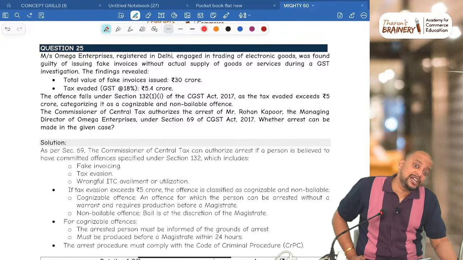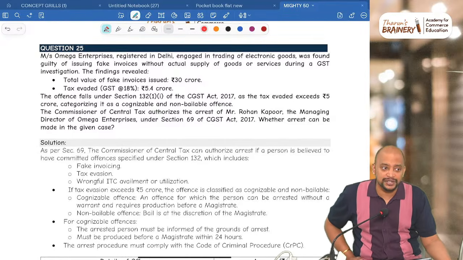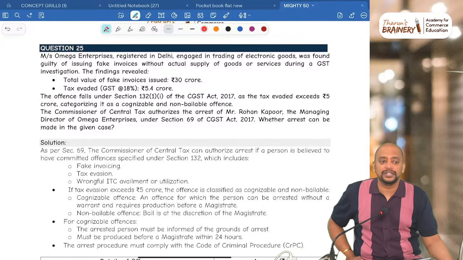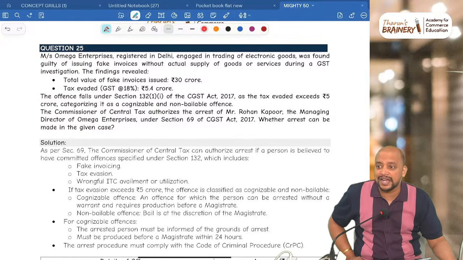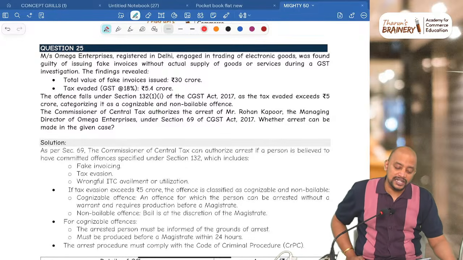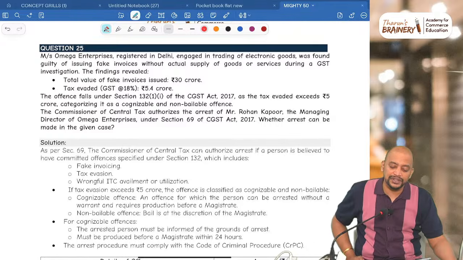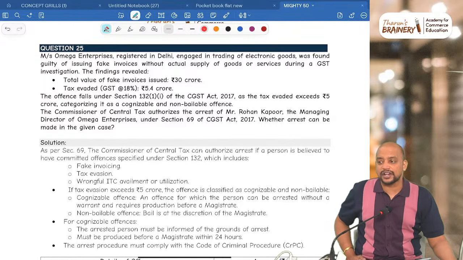Cognizable plus non-bailable means arrest can be made without an arrest warrant, and the person needs to be produced. He needs to be informed of the grounds of arrest and produced before the magistrate within 24 hours. Okay, so that is section 132 and 69. The offence falls under 132 as the tax evaded exceeds 5 crore, categorizing it as a cognizable and non-bailable offence.